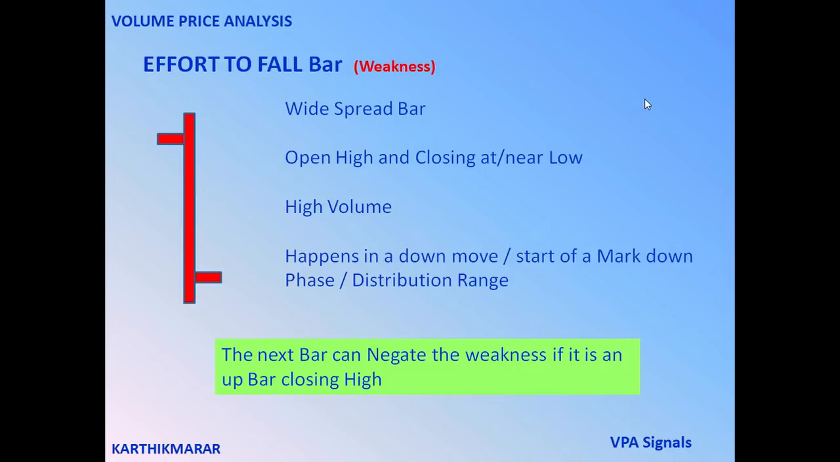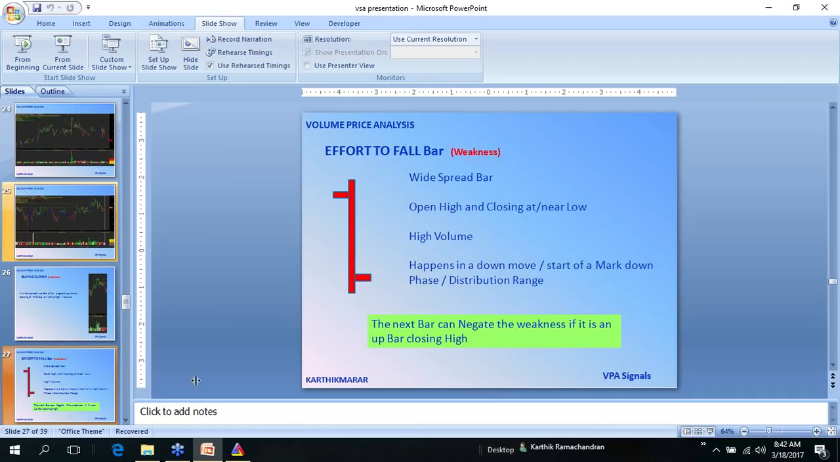And another, now we are looking at different signals of weakness. The other one is the effort to fall bar. An effort to fall bar is a widespread bar which opens on the high and closes near the low on high volume. It normally happens in a down move and at the start of a markdown phase or a distribution range. But again, like I said, we need a confirmation for all these signals, and the next bar can easily negate the weakness if it is an up bar closing on the high. So again, let me go through some examples here.